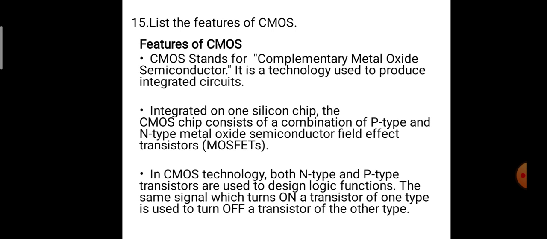effect transistors, or MOSFETs. In CMOS technology, both P-type and N-type transistors are used to design logic functions. The same signal which turns on a transistor of one type is used to turn off a transistor of the other type.